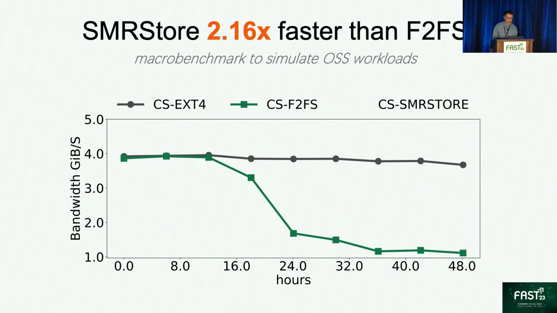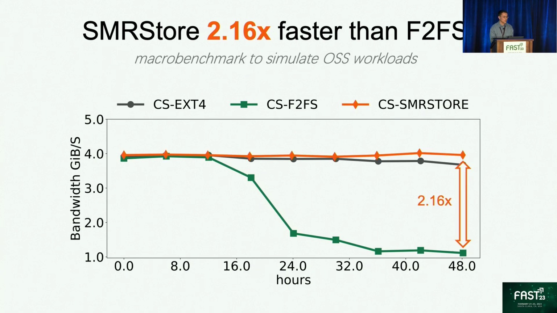This figure about the macro benchmark has been shown before in the study of F2FS. We run the test with SMRSTORE. The orange line shows that SMRSTORE can deliver consistent write throughput and perform 2.16 times faster than F2FS.